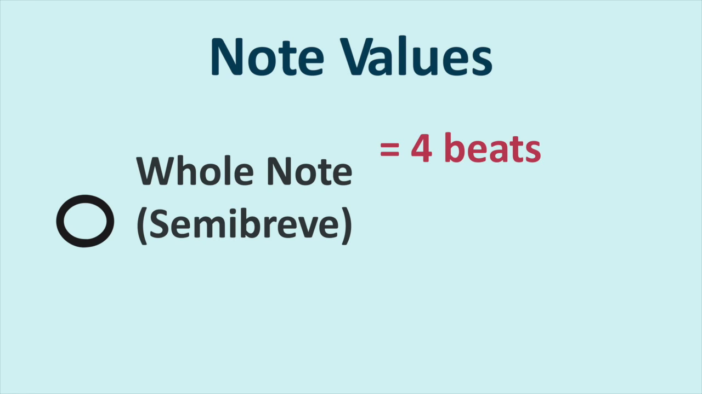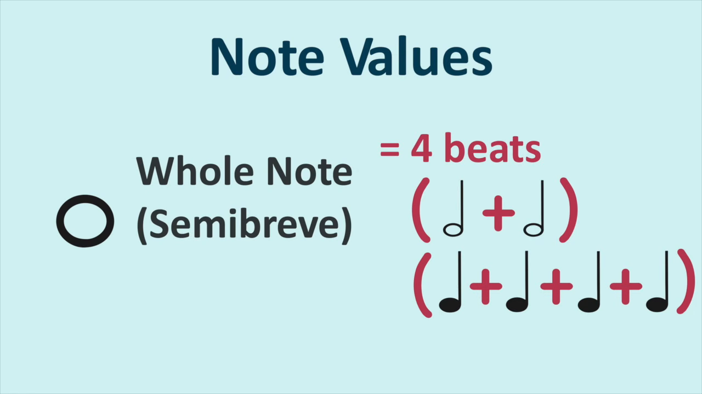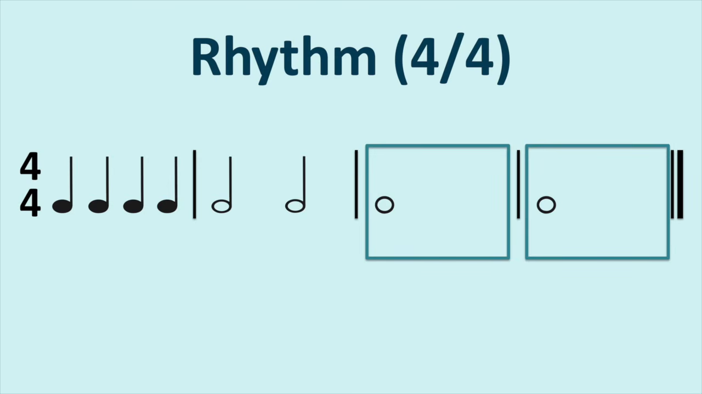And a whole note or semibreve, which has a white note head without a stem, lasts for 4 beats, meaning that it's equal to 2 half notes or 4 quarter notes. A whole note may also appear in 4/4 time. 1, 2, 3, 4.